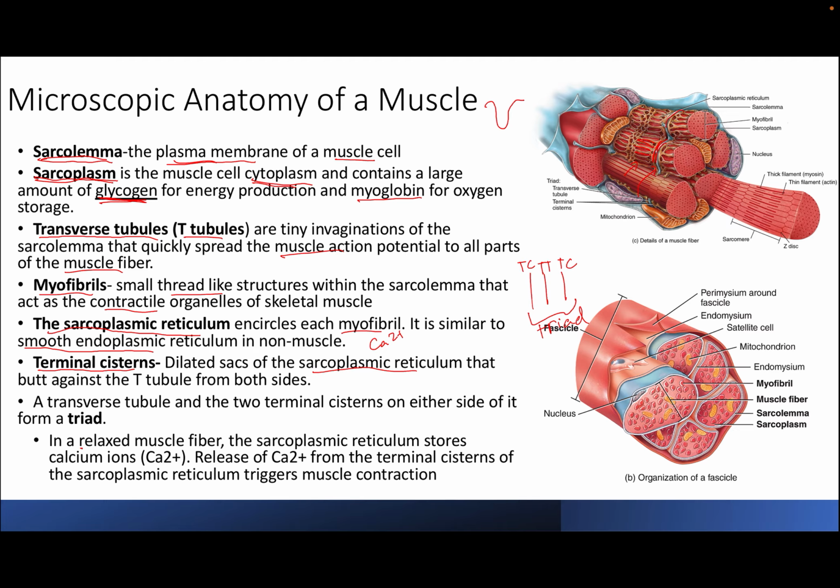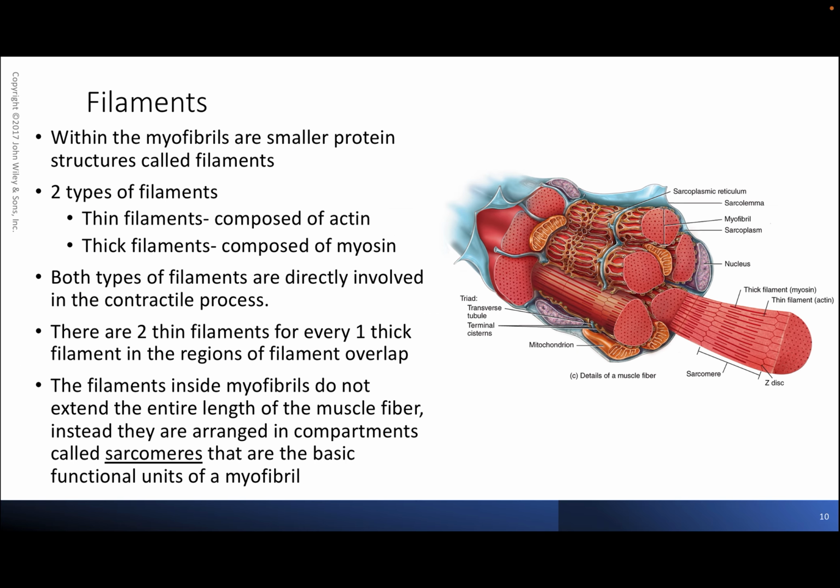So when our muscles are relaxed, the sarcoplasmic reticulum is going to be responsible for storing those calcium ions. However, when we're ready for contraction to be initiated, we're going to release calcium from that terminal cistern of our sarcoplasmic reticulum, and this is what's ultimately going to trigger the contraction of this muscle. So kind of bookmark that for later, because it all comes down to this release of calcium that's going to trigger our muscle contraction.